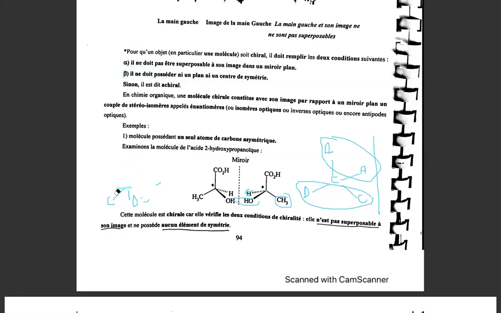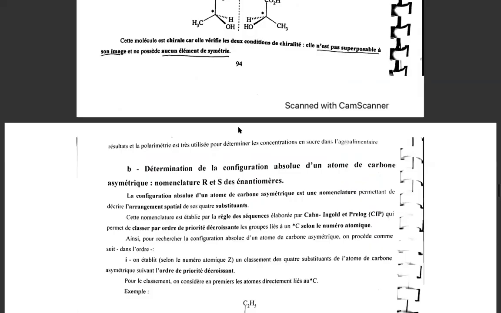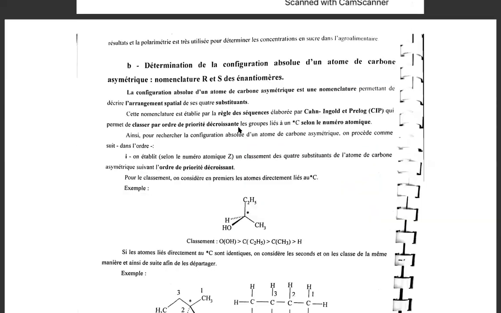Okay. So now, I said there is another type of nomenclature that we are going to start. It's called the CIP nomenclature, the Cahn-Ingold-Prelog system. It's a type of nomenclature that we're going to use to name organic compounds with reference to the carbons that are going to be asymmetric.